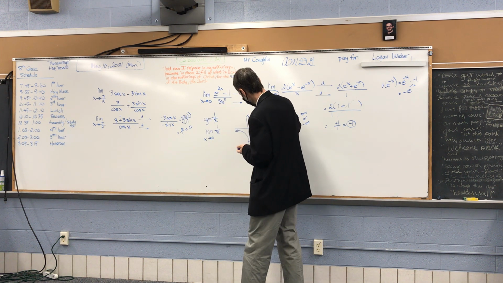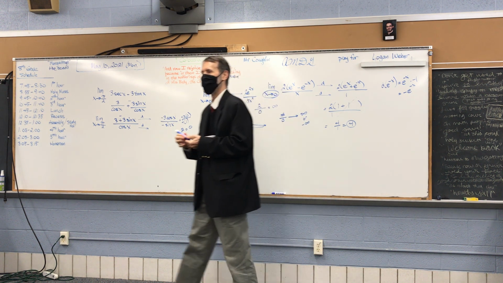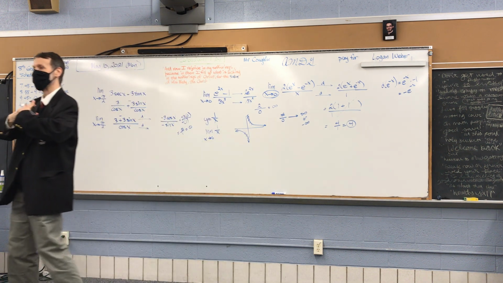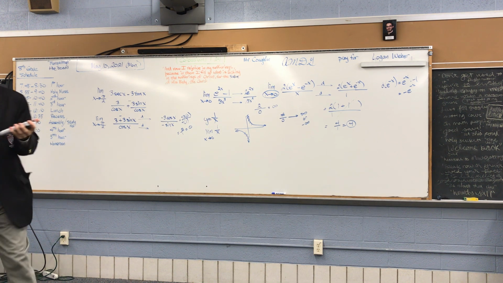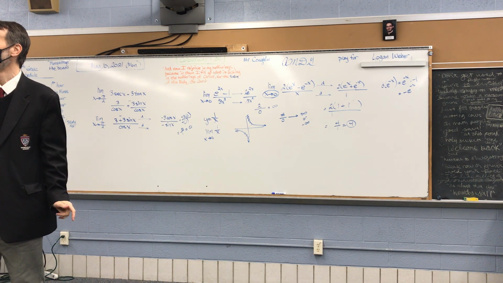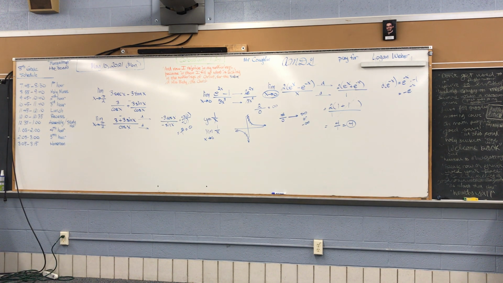As you approach from the right-hand side, it's going up. As you approach from the left-hand side, it's going down. The two sides have to agree in order to have a limit. Does this thing have a limit at 0? It does. Where? Where's it going?